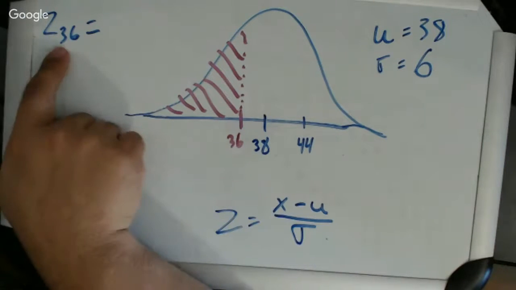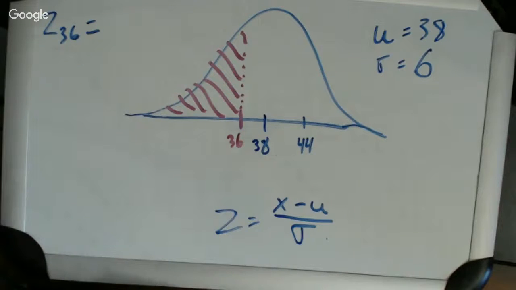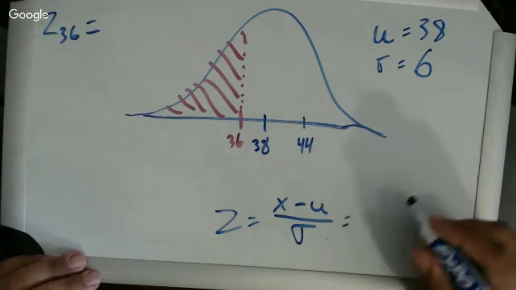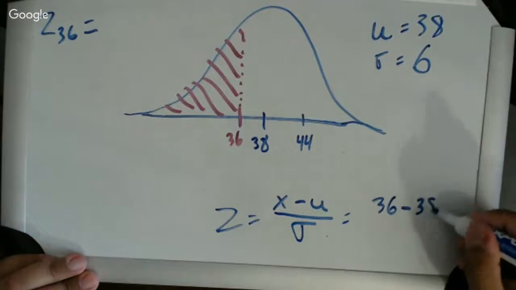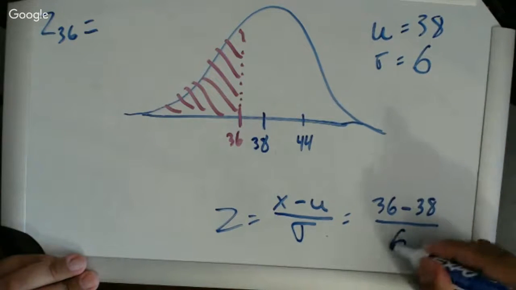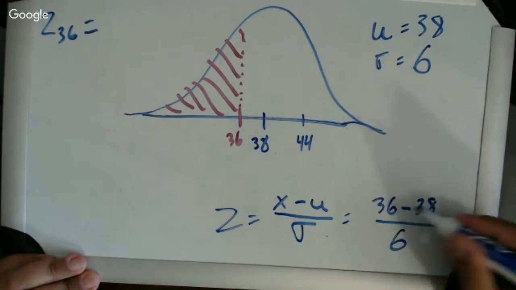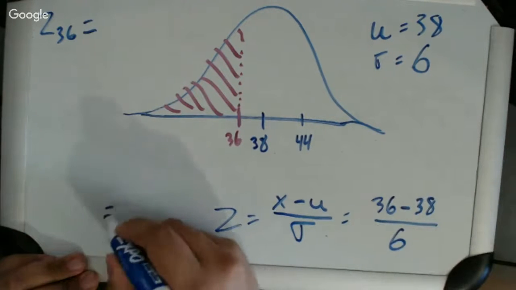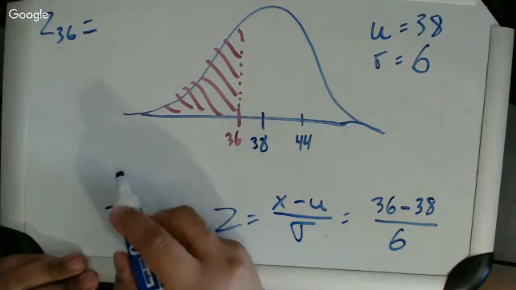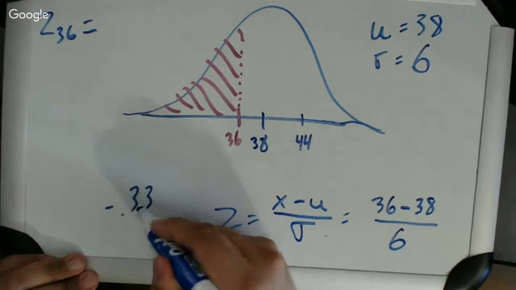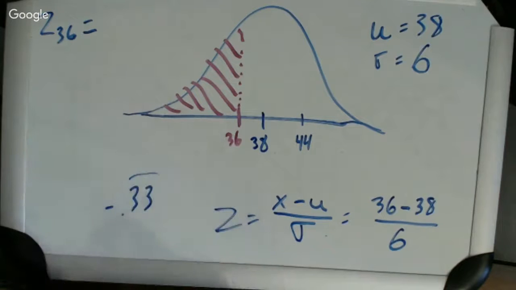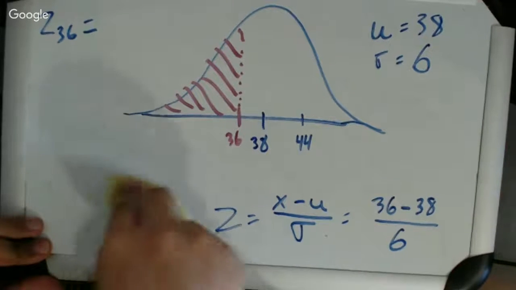So if we want the z of 36, we just plug in the stuff we know: 36 minus 38, divided by 6. So we get negative 2 over 6. What's that? Negative one-third? Negative 0.33 forever, right? 2/6. Okay. Oh, no, that's 6. Oh, awesome. Mark of the beast.